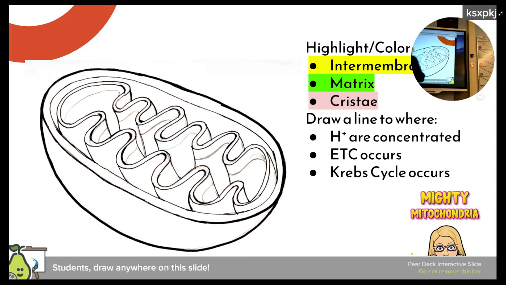But if I was going to write on here, I'll just write it this way. Where is the intermembrane space? Out here, right? This is the intermembrane space. So this is your intermembrane space right here. The matrix is this. The matrix is the absolute center, right? And then the cristae is this folded part right here.